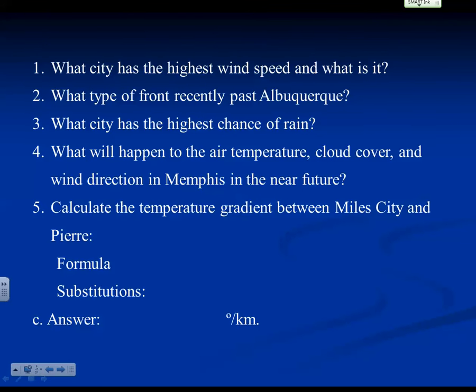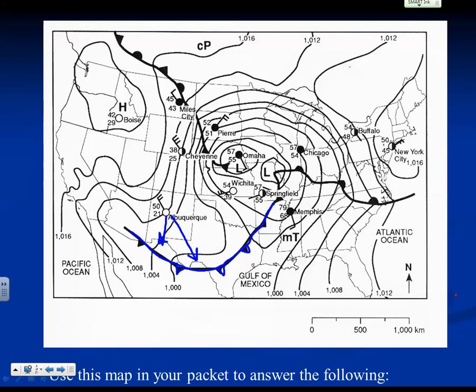Okay, which city has the highest chance of rain? All right, this is a good question. So I'm going to look around here for first overcast skies, and I see Chicago has an overcast sky, Memphis, Omaha, Pierre, and Miles City. Because if it's raining, it's most likely going to be overcast or 100% cloudy. Next, I'm going to look for the air temperature and the dew point. And remember, the closer they are, the higher the chance that we have 100% relative humidity and precipitation going on.